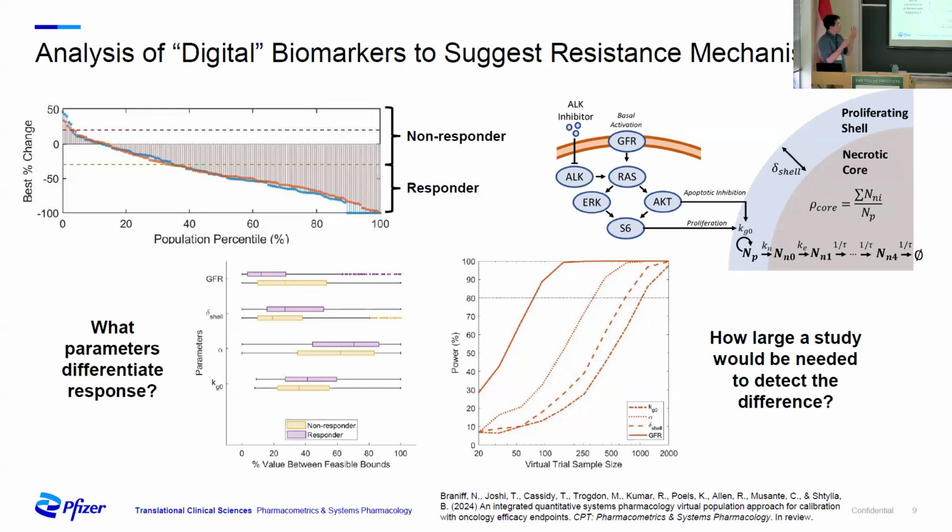But this approach is general in the sense that we want to retrospectively look back at the mechanistic parameters we fit with this method to understand what's driving it. And we can use that also prospectively to think about how we might detect these biomarkers or design studies to understand these potential drivers.